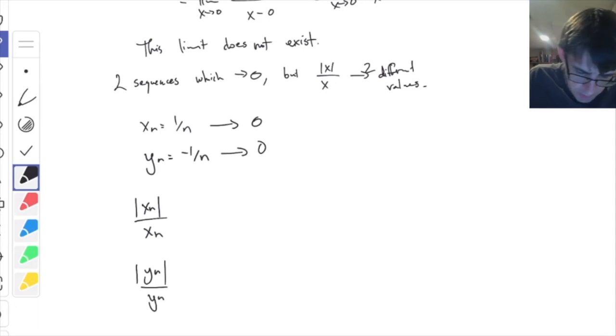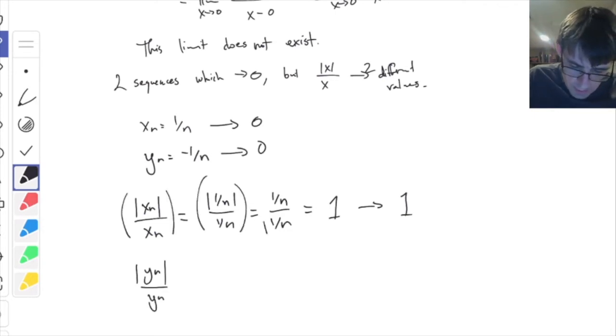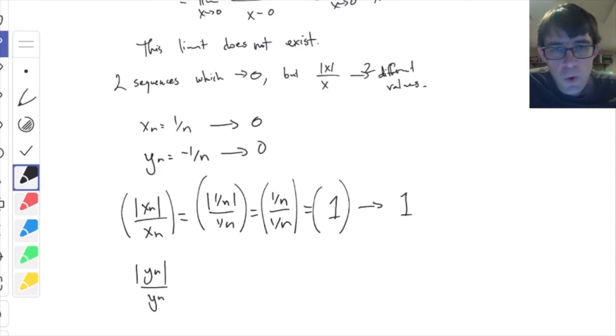What does this one look like? It is absolute value of 1 over n, over 1 over n, but absolute value of 1 over n is 1 over n, so it is 1 over n over 1 over n, and this is 1. Now this is a sequence where all the terms equal 1, and this of course converges to 1. These really are sequences: a constant sequence 1, 1, 1, forever.